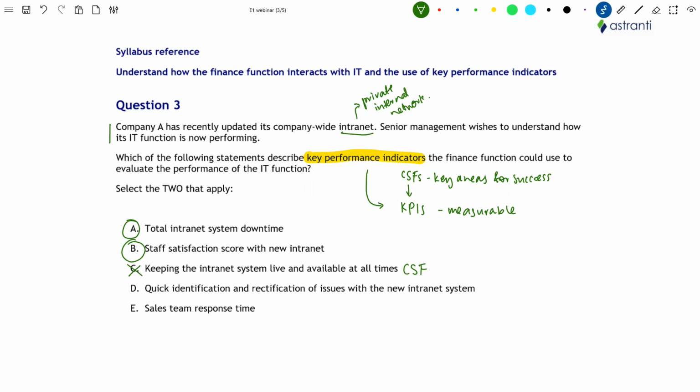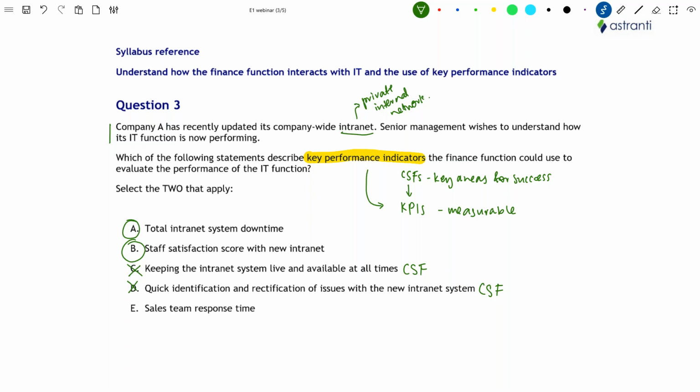Option D, quick identification and rectification of issues with the new internet system. Well, again, this is something that the IT function has to do well, quickly identifying and fixing issues. In other words, it's a critical success factor, but you'd have to set another measure in order to measure it. For example, the average time taken to identify issues or the average time to fix issues. So it's not a KPI, it's a critical success factor. So again, this is the reason why this option is incorrect.